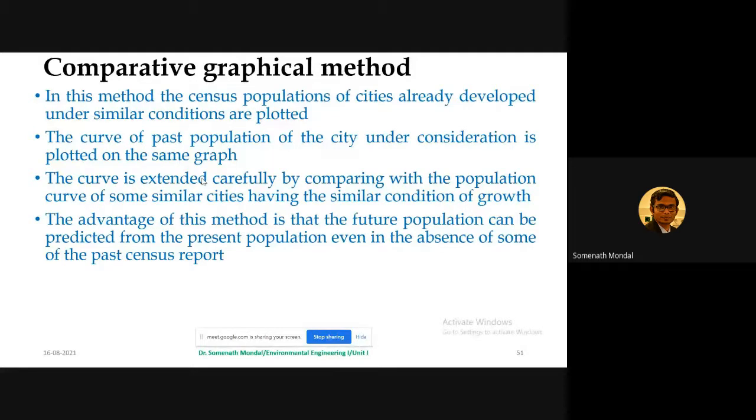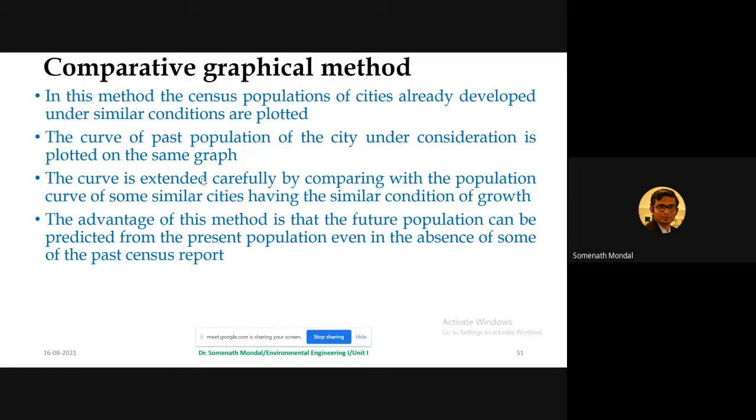This method has a logical background, and if statistics of development of similar cities are available, you can forecast population quite precisely. The results are also reliable since it is based on practical data which you have obtained from similar cities within the country itself.